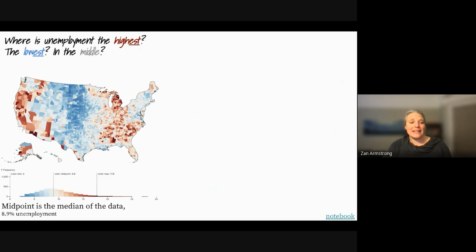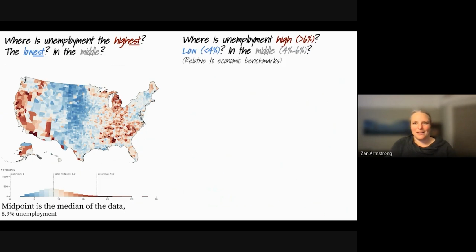Looking at the data, we can set the midpoint, the middle, at the median. Here, that's 8.9%. But if you're in a county with 8% unemployment, does it really make sense to color that white for the middle? Or maybe that's actually kind of high unemployment. Maybe that should be colored red also. Because maybe the question you want to ask is not where is it highest, but where is it high? Not where is it lowest, but where is it low? Using benchmarks we know from economics that are meaningful.